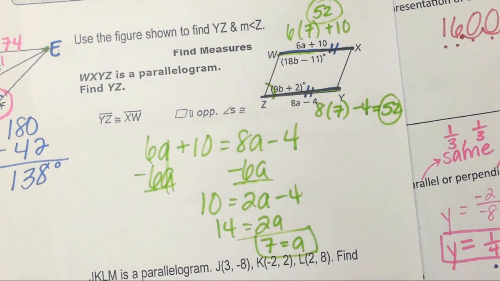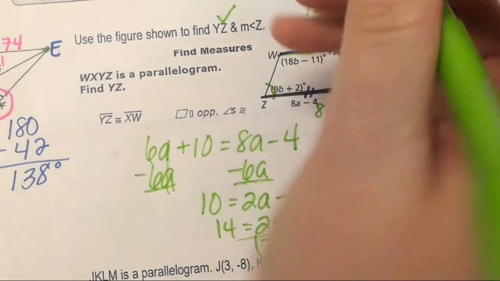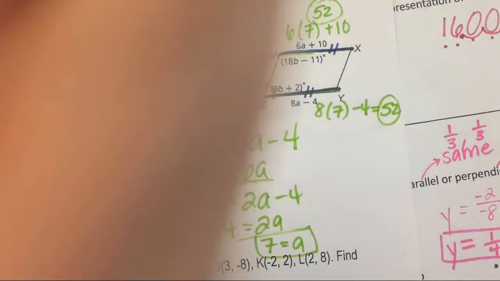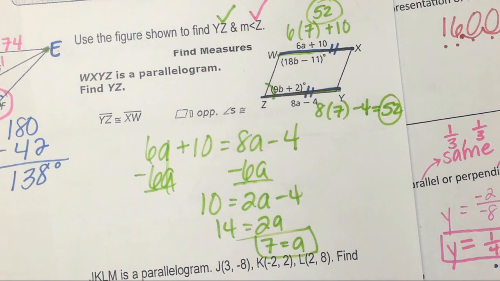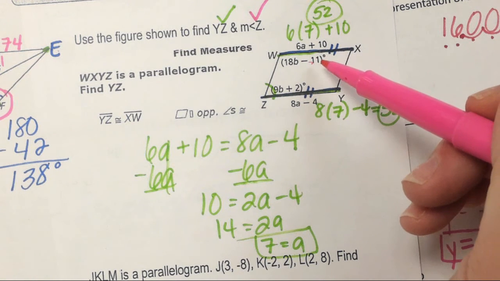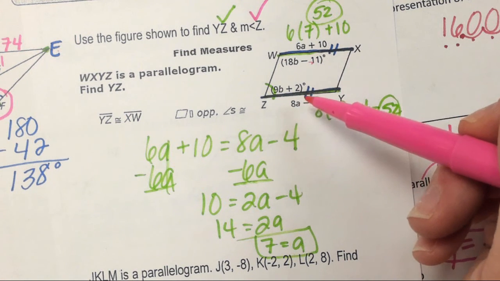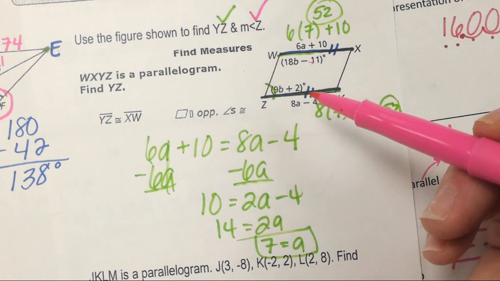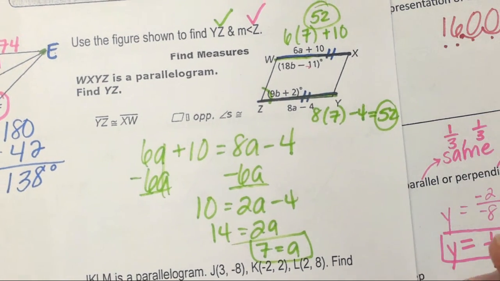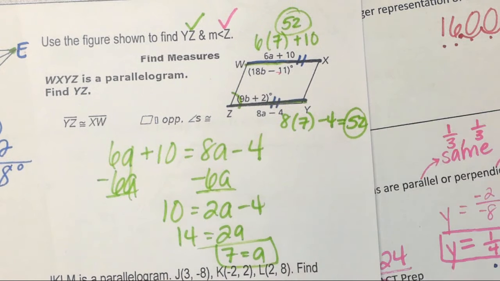But I've only done half the problem because I found YZ, but I haven't found the measure of angle Z. I need to find the measure of angle Z. Part of me just wants to be a smarty pants and say, I'm just going to set those two B pieces equal and say 18B minus 11 equals 9B plus 2. But I would be wrong. I would love if someone from Sam's group could tell me what I'm supposed to do with those B terms. What am I supposed to do?